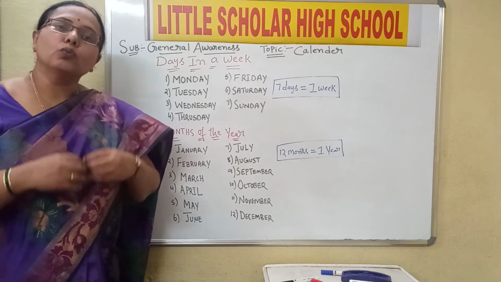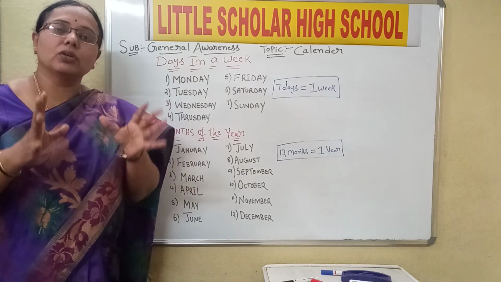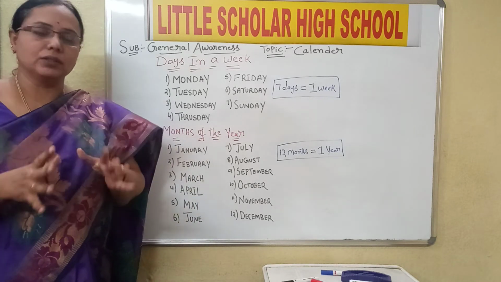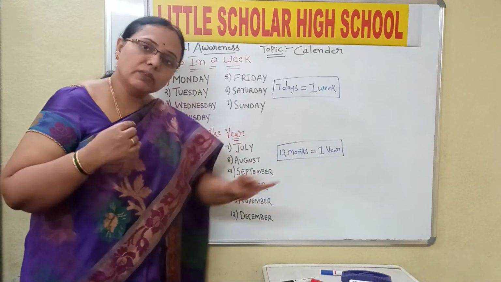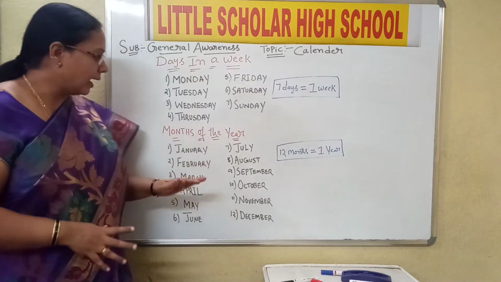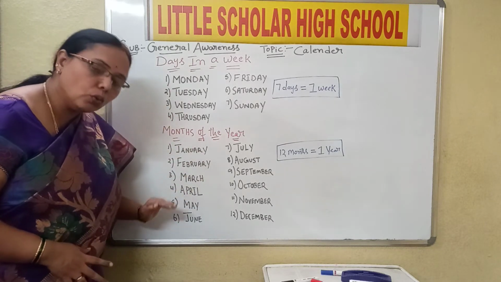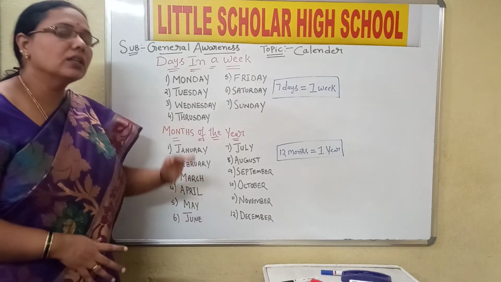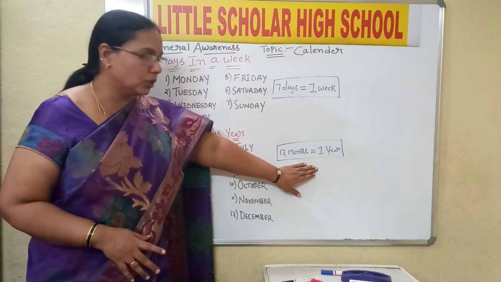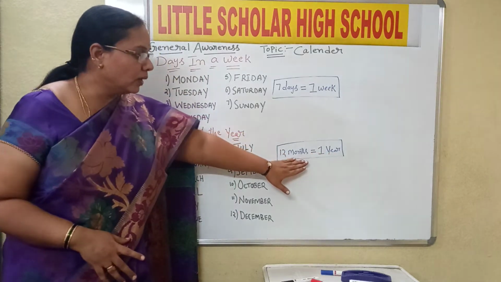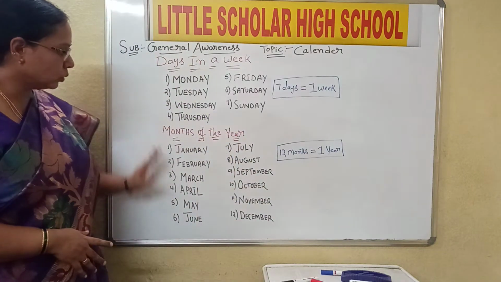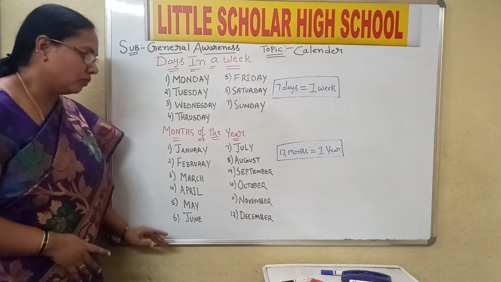Every month, whatever the year can be, the year will have the same months. All the years, whichever year you take, will have only these 12 months. It will not change whatever the year can be. So 12 months is equal to 1 year. Okay, children, this is about the months of the year.